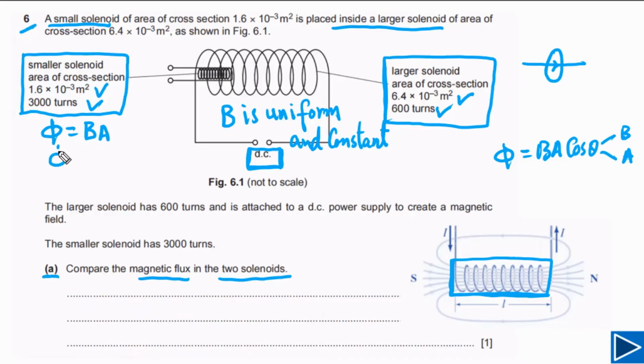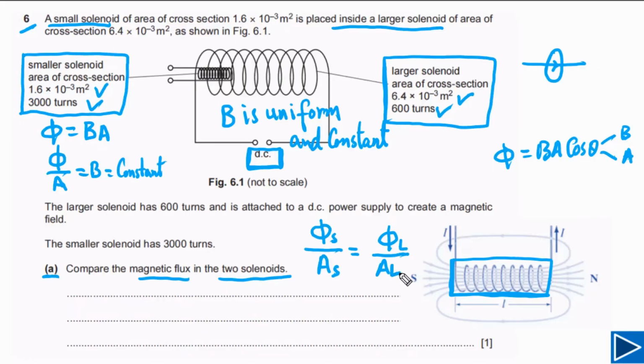From here, flux over area is equal to B, and B in this case is constant. So the magnetic flux for the smaller solenoid divided by the cross-sectional area of the smaller solenoid is equal to the flux of the larger solenoid divided by the cross-sectional area of the larger solenoid. As the area of the smaller solenoid is small, the flux has to be small because the ratio has to remain constant. If the area is larger, the flux has to be larger.